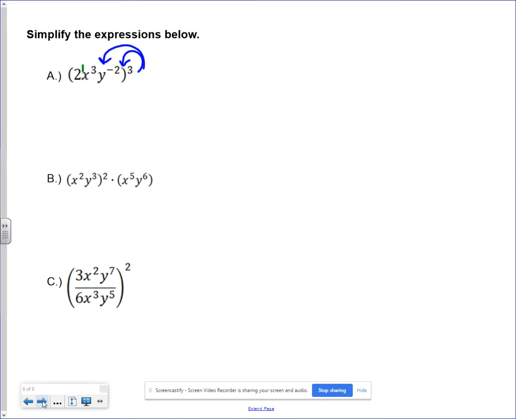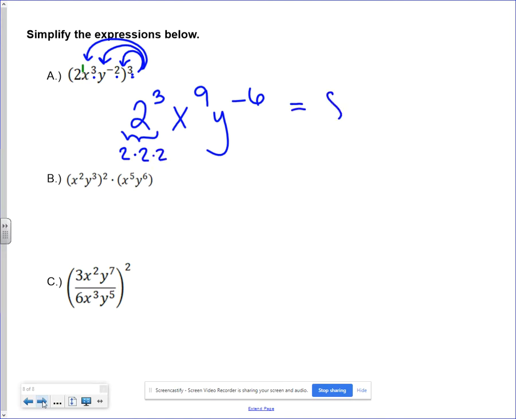So we also have to take that 3 times the 1. So we get 2 to the third power, because 1 times 3, and then x to the 9th power, because 3 times 3, and then y to the 3 times -2, which is -6. So there's my answer, but it says to simplify. This answer is not simplified for 2 reasons. The first is that 2 to the third power is 2 times 2 times 2, which is 8. X to the 9th, we can't do anything with, so x to the 9th stays x to the 9th.